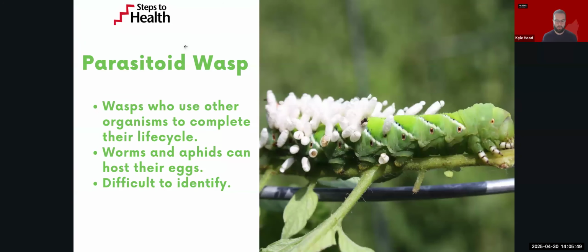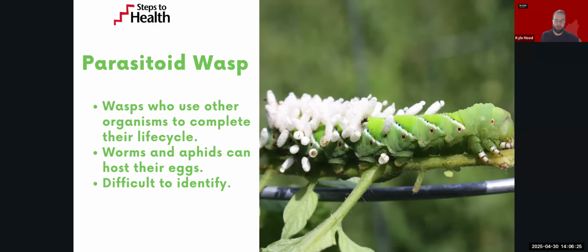While I'm talking about tomato hornworms, I did just want to mention parasitoid wasps, and these are a beneficial garden insect. This is a big family of wasps that I didn't put a picture of because they have so many different shapes and sizes. The important thing here, though, is that these wasps use other organisms to complete their life cycle. And so they will kill something like a tomato hornworm, and then they'll lay their eggs on that hornworm. And this picture is an example of that.